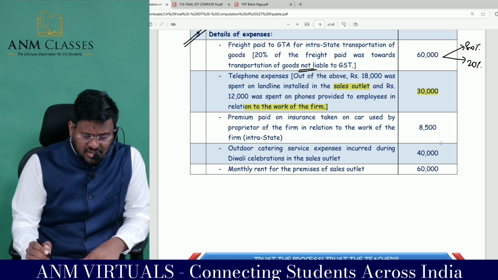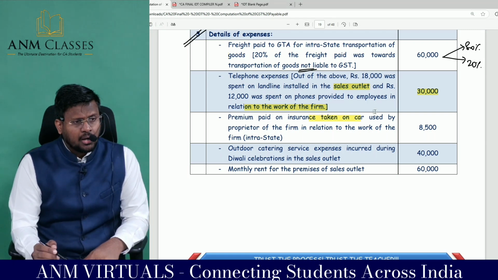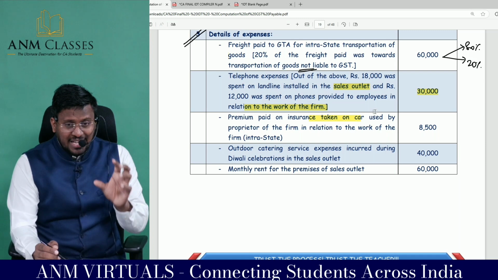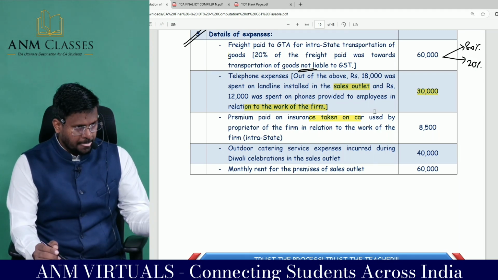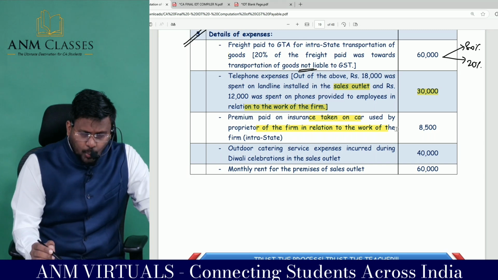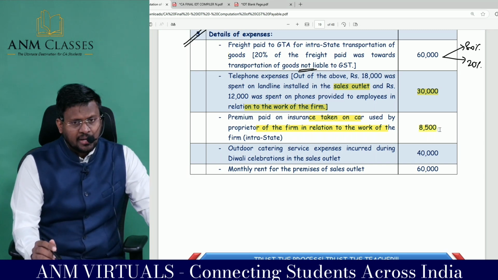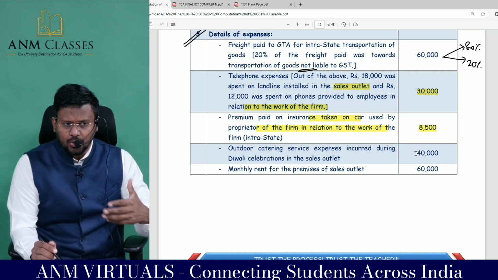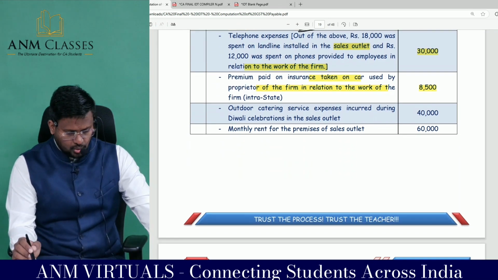Premium paid on insurance taken on car. Car is a motor vehicle. You have to check whether that car is blocked credit or not. Right? Used by proprietor of the firm in relation to work of the firm is blocked credit. Since the car is blocked, automatically the expenses relating to that car are also blocked.